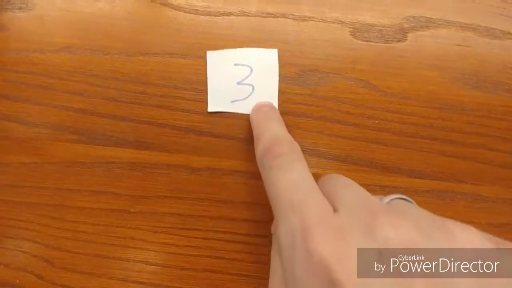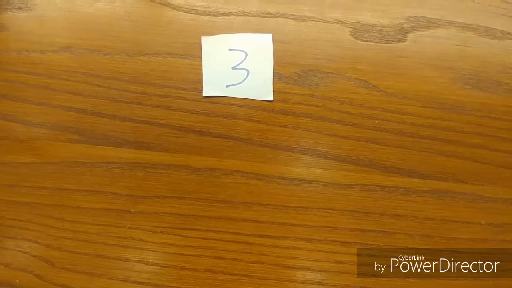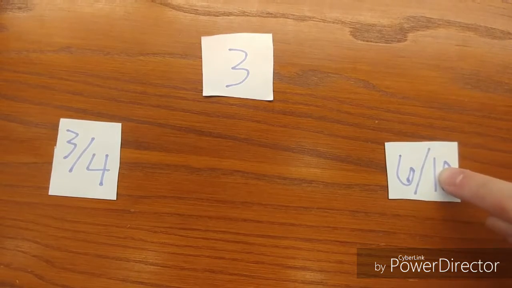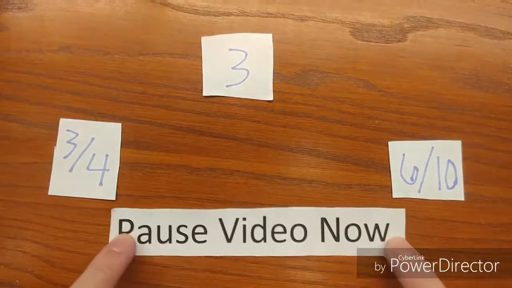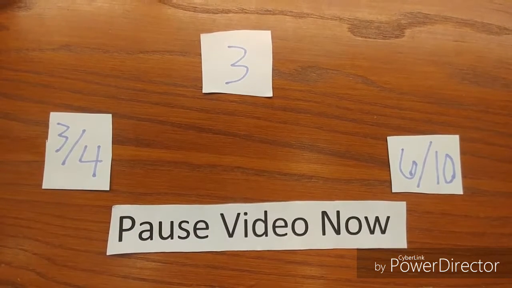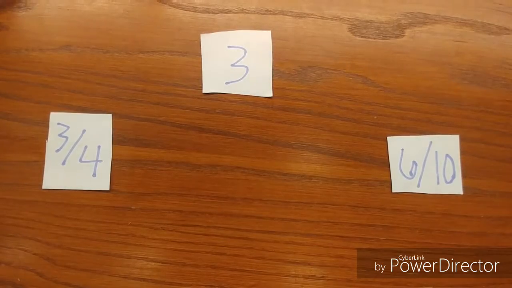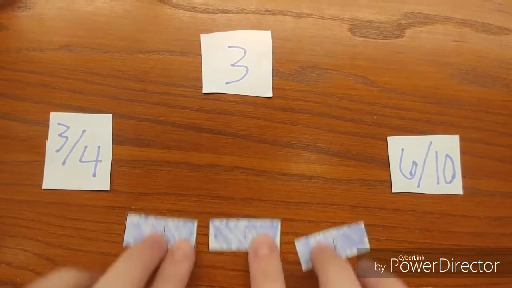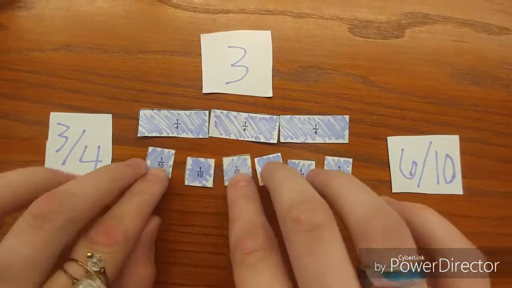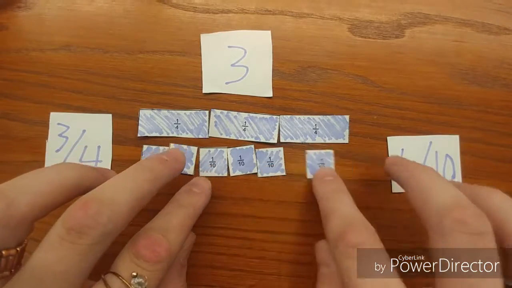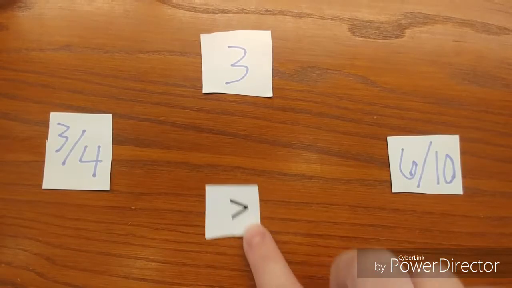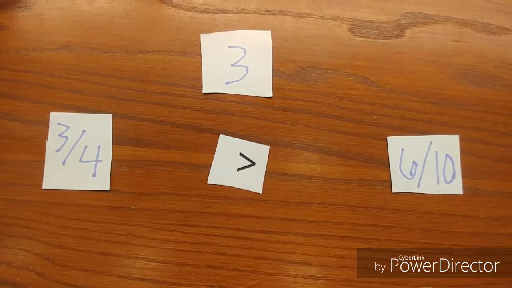Problem number 3. Using what we've learned, find the relationship between 3/4 and 6/10. Think you found the answer? Using our fraction strips, we can see that 3/4 is larger than 6/10. The accurate comparison symbol to use for these numbers is the is greater than symbol.